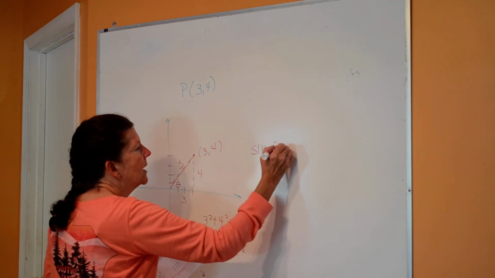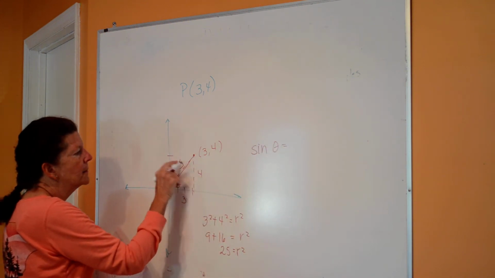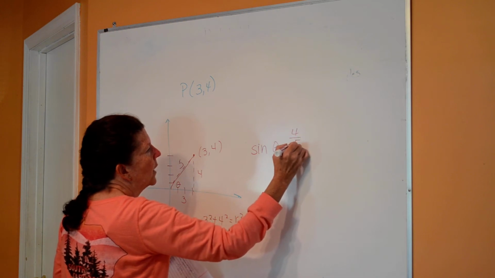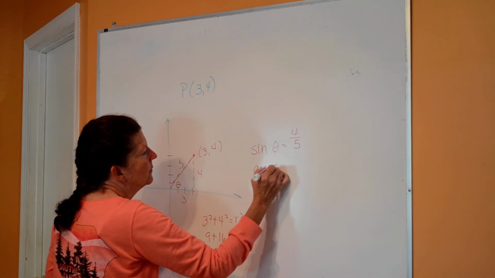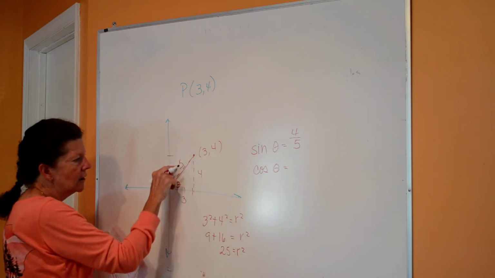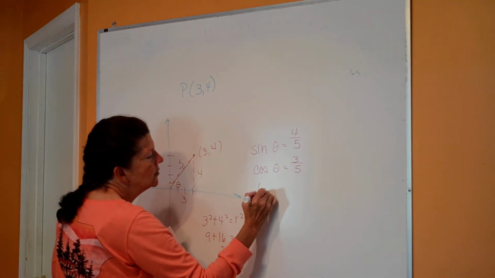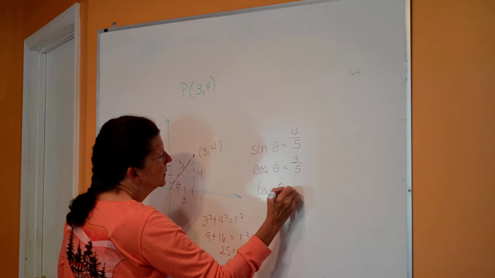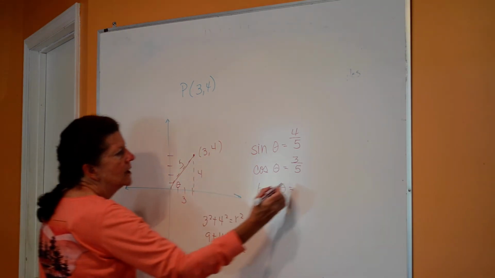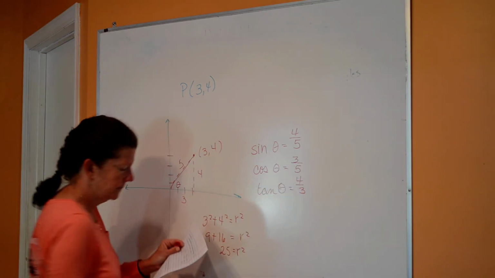So the sine of theta, I'm standing here, is opposite over hypotenuse, so 4 over 5. Cosine of theta is going to be adjacent over hypotenuse, or 3 over 5. Tangent of theta is going to be opposite over adjacent, or 4 over 3.